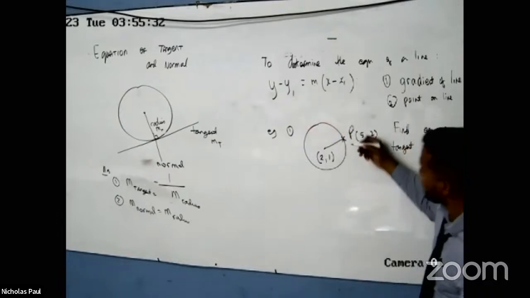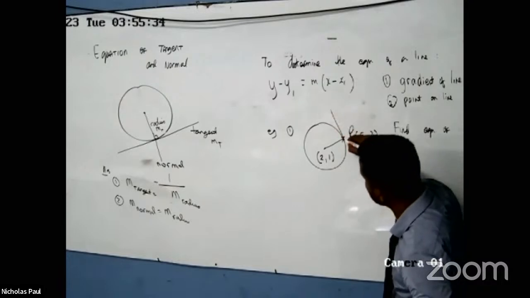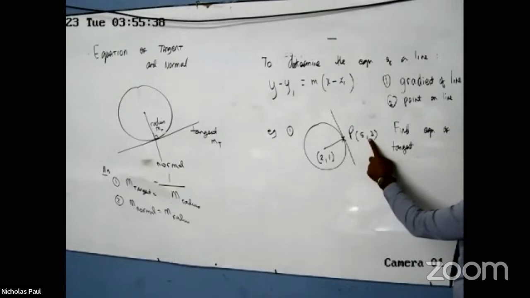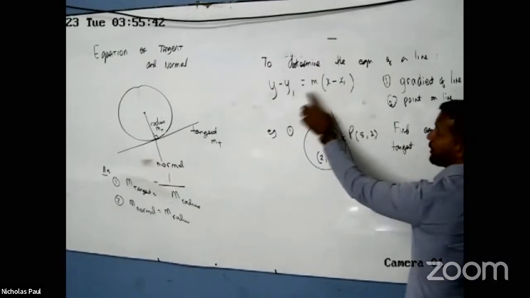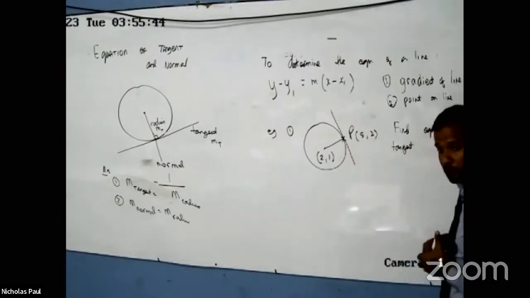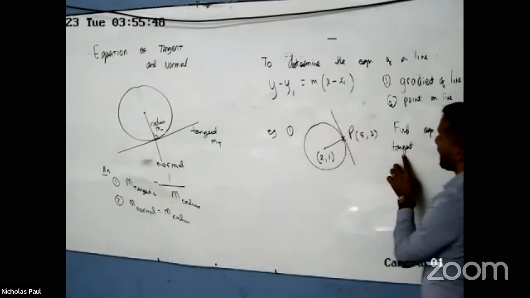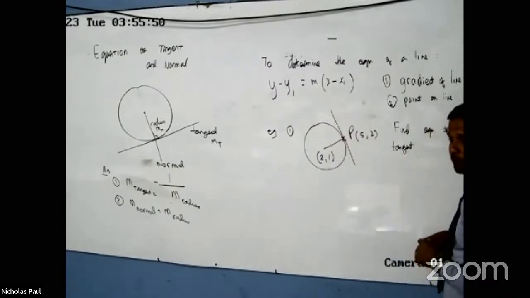If I have to draw the tangent, I'll draw it right here, right? So I already know the point on the line. Point on the line is 5 and 2. So I know x1, I know y1. How am I going to get the gradient of tangent?